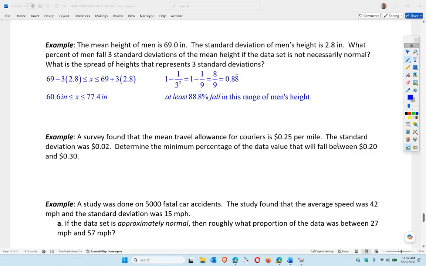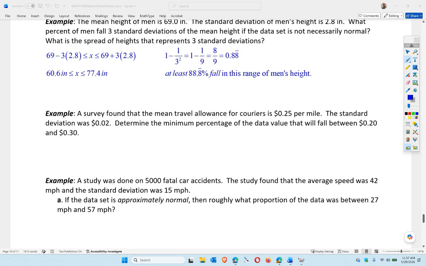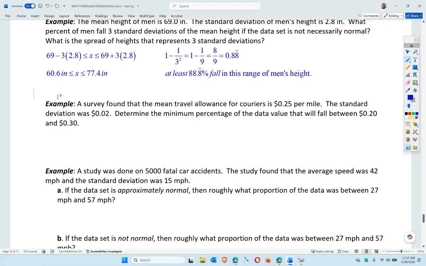Alright, we did houses. Okay. So let's say the survey found the travel allowance of couriers is 25 cents per mile. The standard deviation is 2 cents. Determine the minimum percentage of data values that will fall between 20 cents and 30 cents.